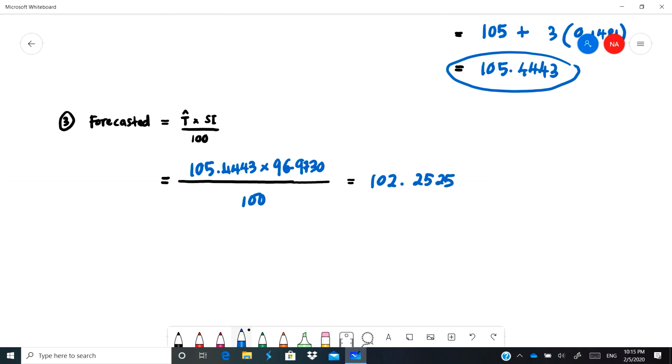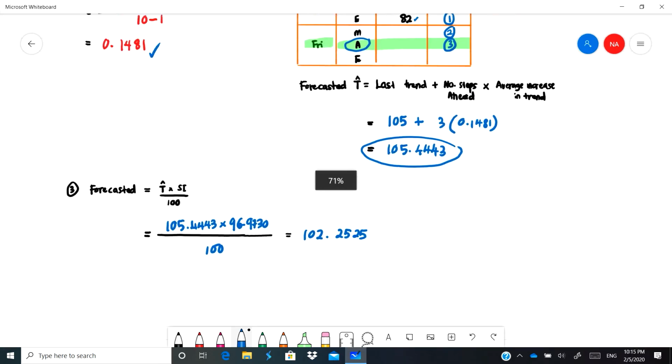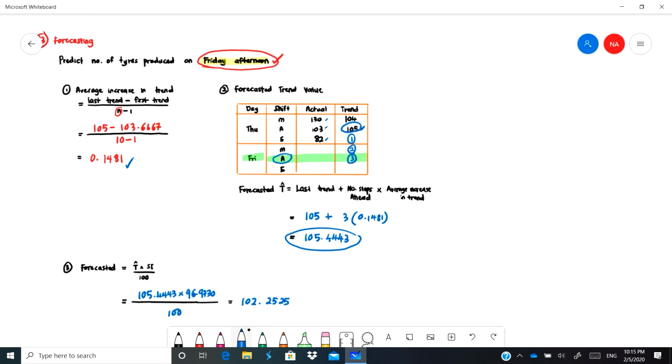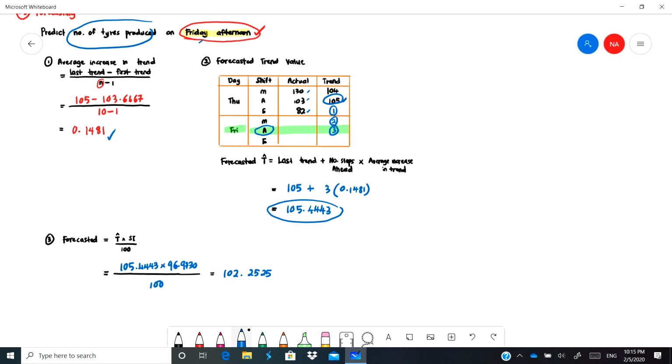So you will get 102.2525. So this is your last answer. The question is asking you to predict the number of tires produced. So the number of tires produced on Friday afternoon is 102.2525. So we are done with this question.